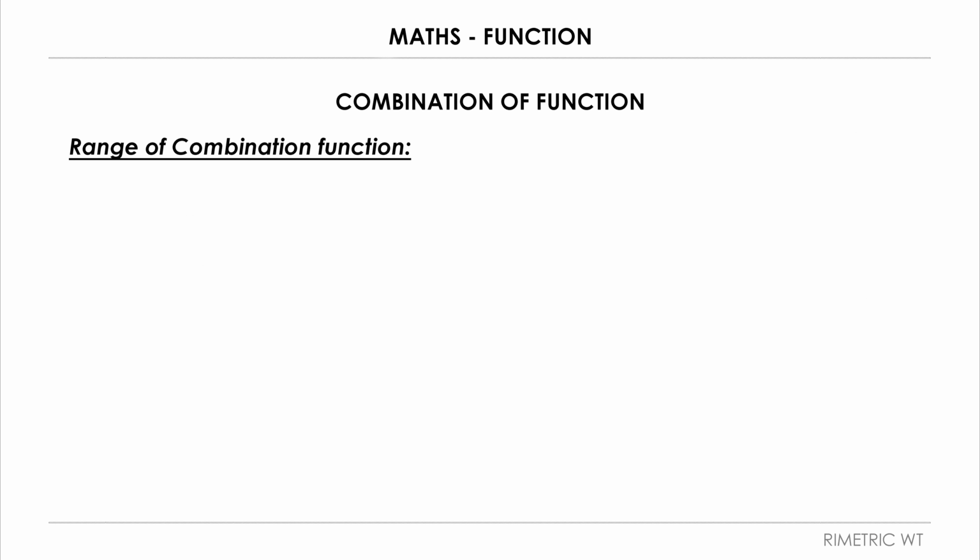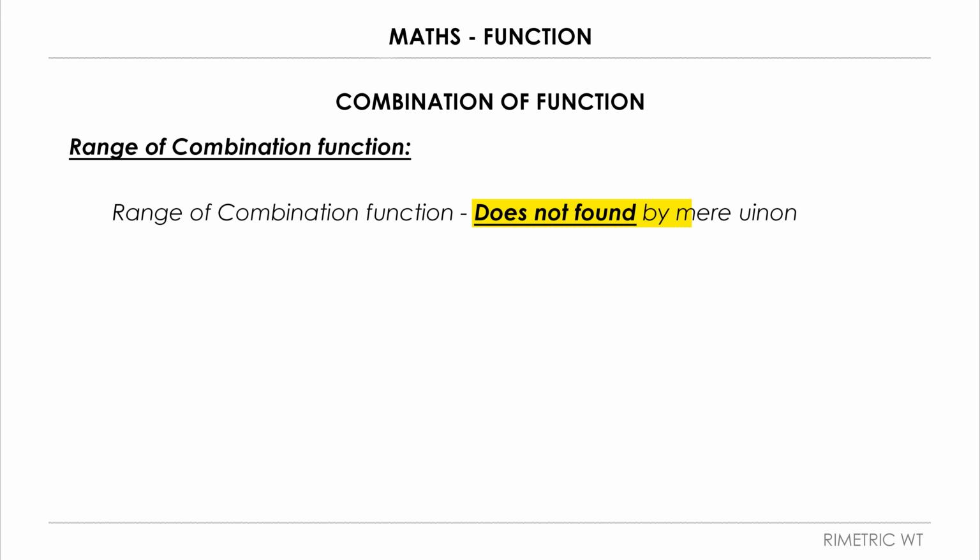The range, the set of all possible output values, is a bit trickier. You can't usually find the range by just combining the ranges of the original functions. Instead, you have to analyze the resulting expression while keeping your domain restrictions in mind. For instance, if a domain restriction creates a hole or an asymptote in a rational function, that will directly impact which y values are possible outputs.